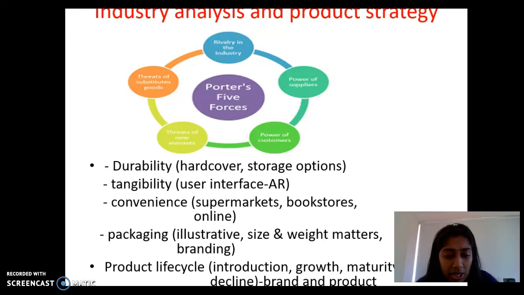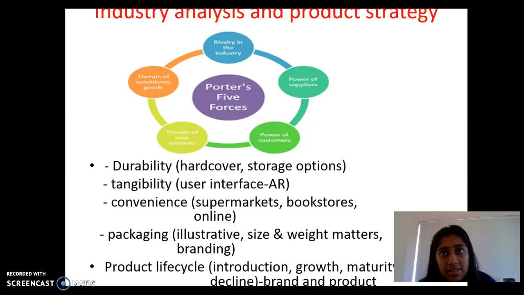When it comes to product strategy, factors such as durability, tangibility, convenience, and packaging are most important to consider. Take a book, for example: it has a hard cover and it weighs a lot. Children find it more valuable, and it can be easily wiped if children handle the books very harshly. A hardcover provides really good durability and tangibility.